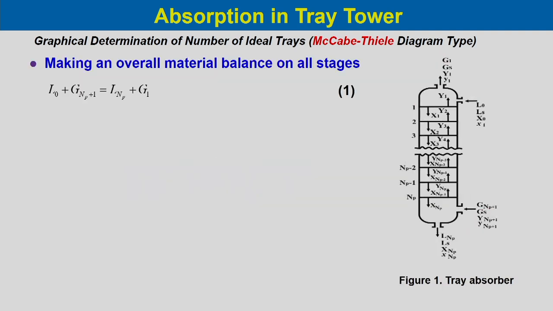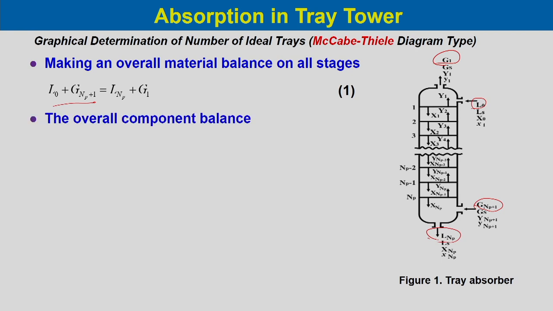Now, if we do the overall balance on all stages throughout the column, the inlet is L naught and G N P plus 1, and the exit is L N P and G 1. So, this is the overall material balance on all stages.